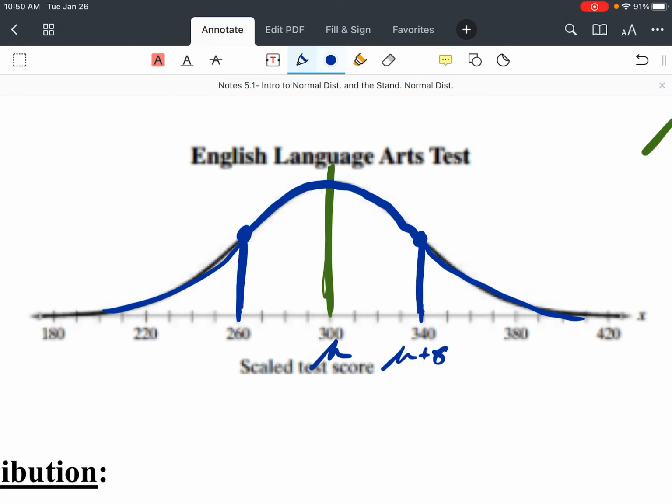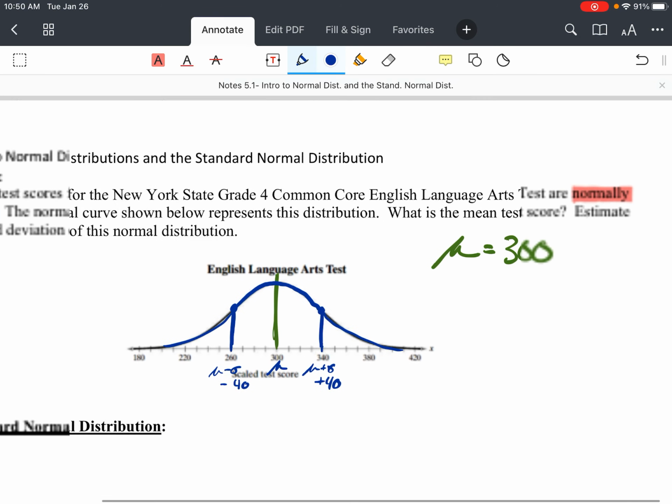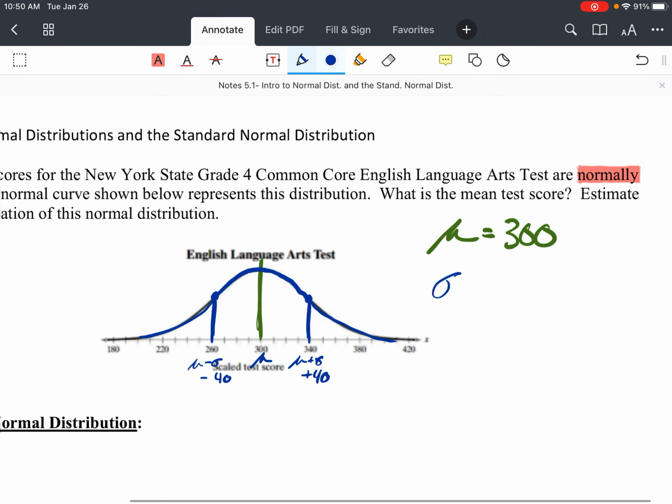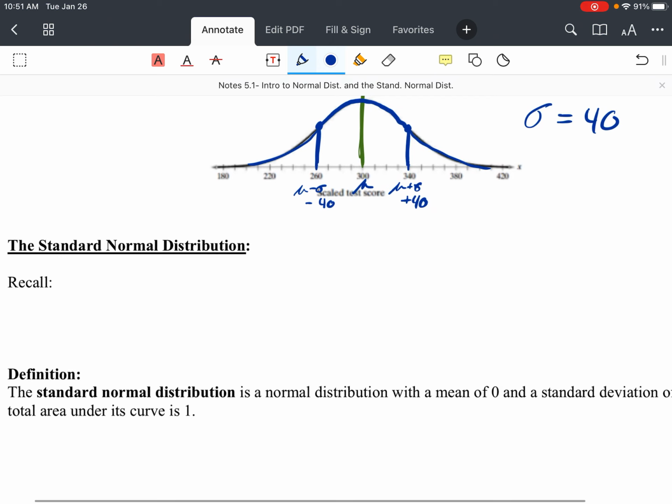So if we were to think of this as the average, and this is the average plus a standard deviation, and this is the average minus the standard deviation, okay, notice that we're simply adding 40 and subtracting 40. So I would say that a rough estimate of our standard deviation is about 40 points per test.